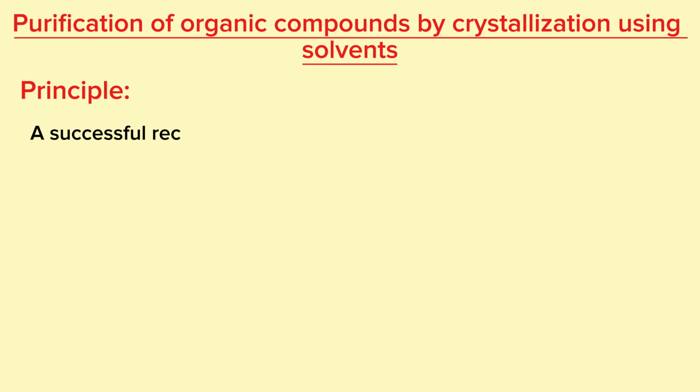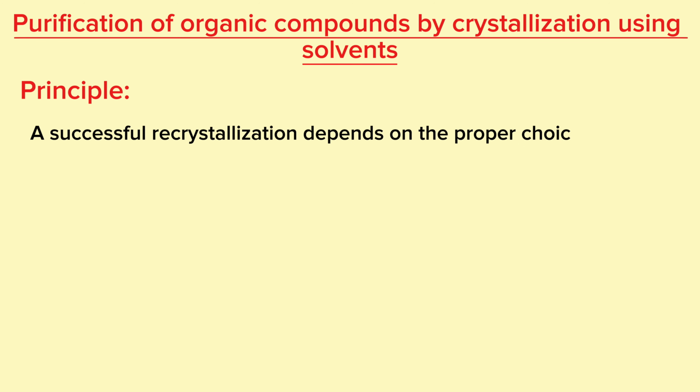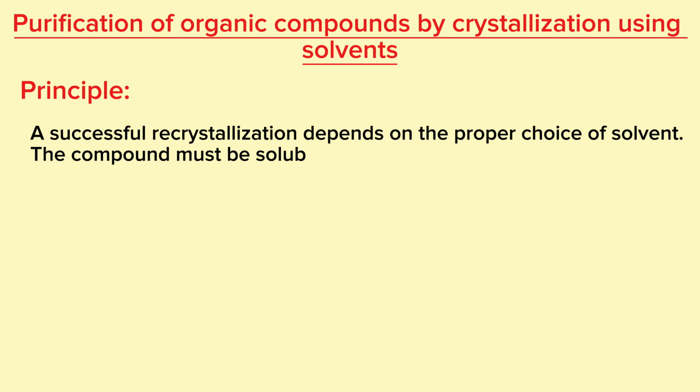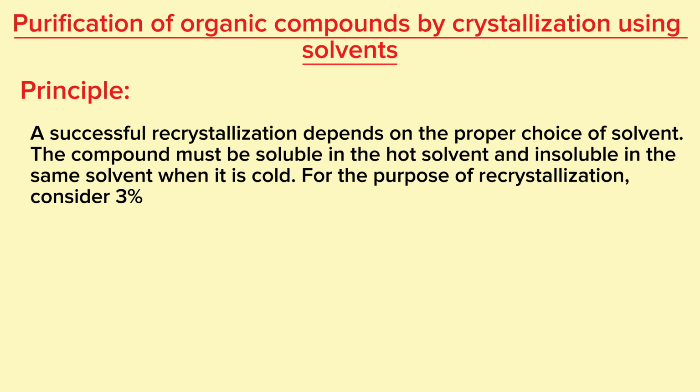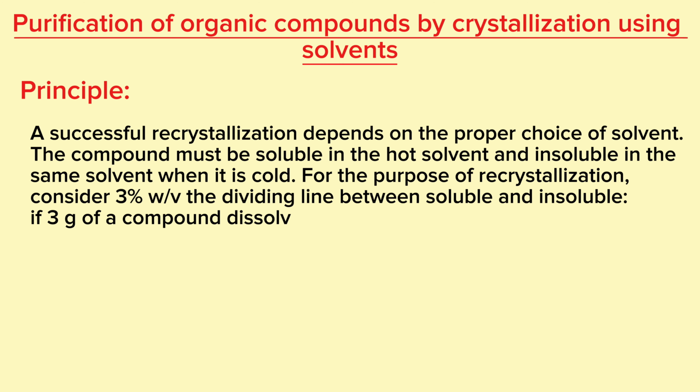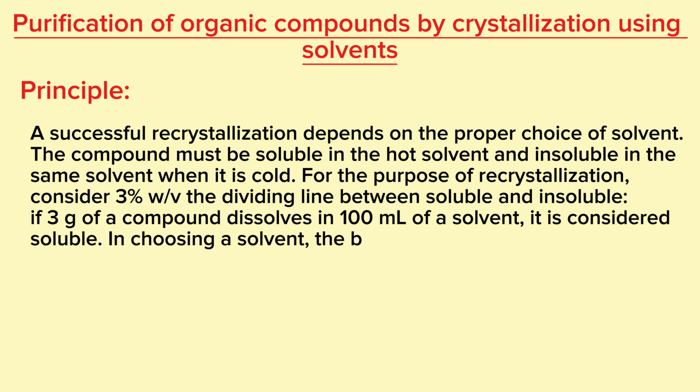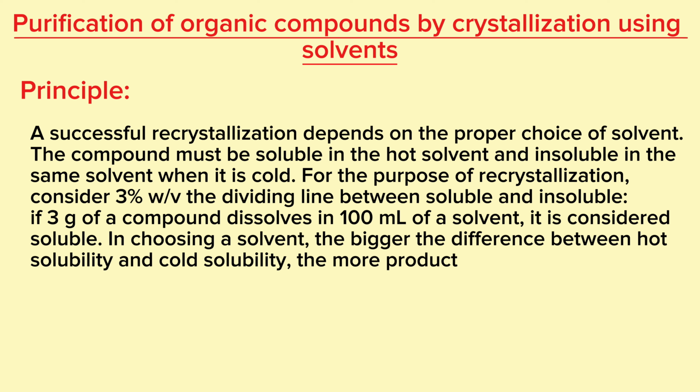Principle: a successful recrystallization depends on the proper choice of solvent. The compound must be soluble in the hot solvent and insoluble in the same solvent when it is cold. For the purpose of recrystallization, consider 3% W/V the dividing line between soluble and insoluble. If 3 g of a compound dissolves in 100 ml of solvent, it is considered soluble. In choosing a solvent, the bigger the difference between hot solubility and cold solubility, the more product recoverable from recrystallization.